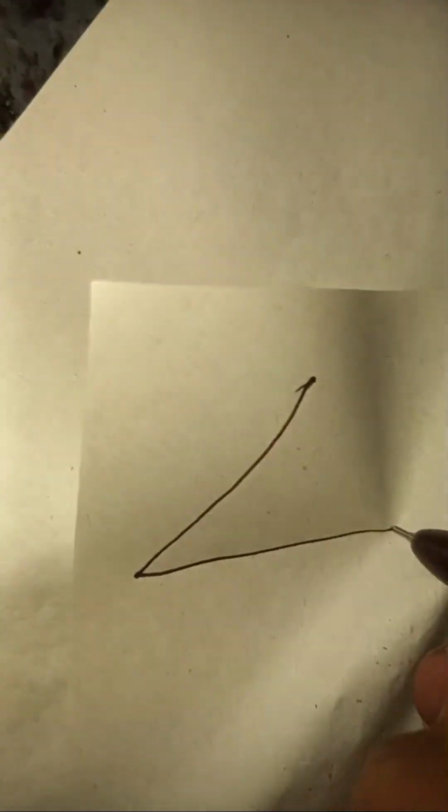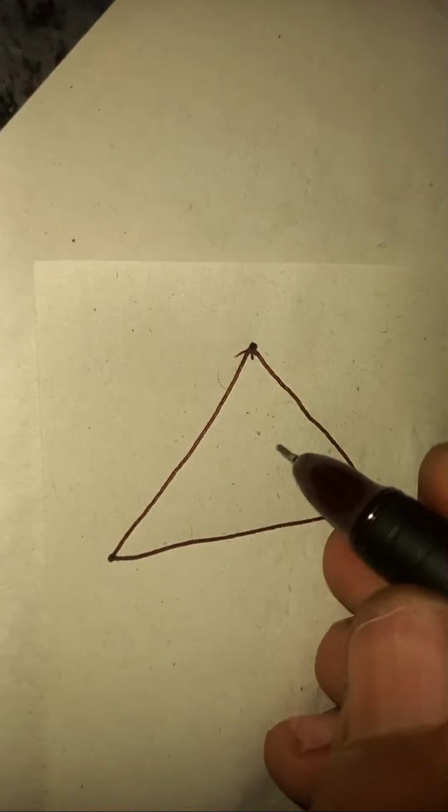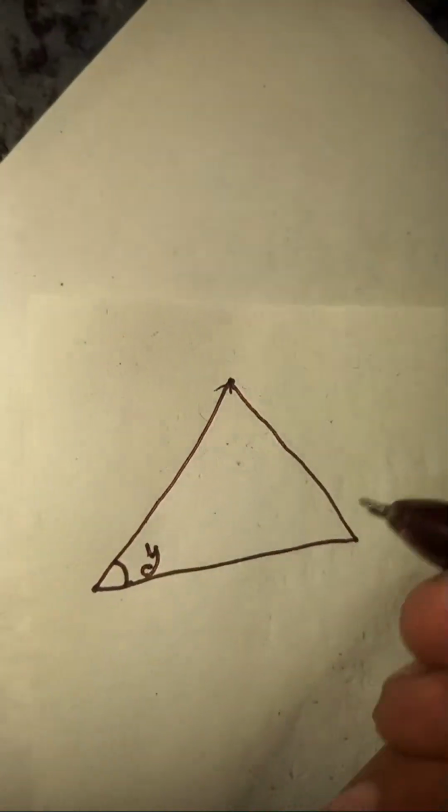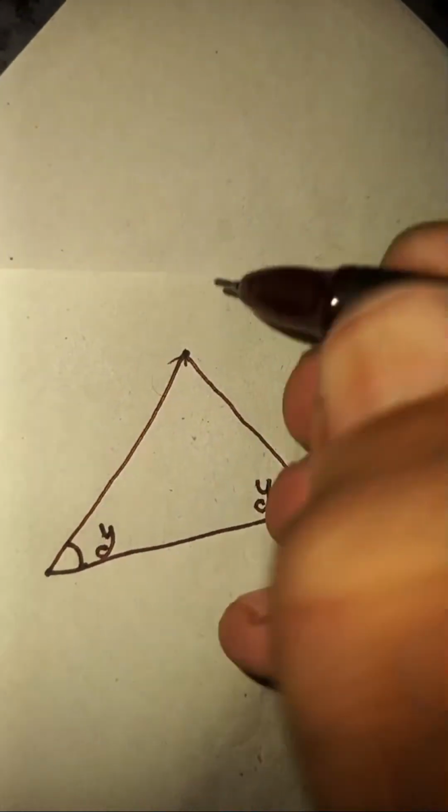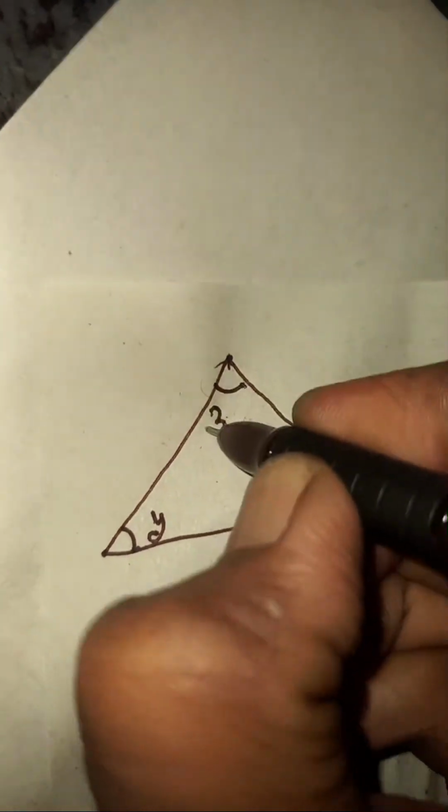Here I am going to talk about finding out the value of the same triangle. In this triangle they have given the x value. You need to find out the value of y. Here they have given y, here also y, and this angle as 3y.